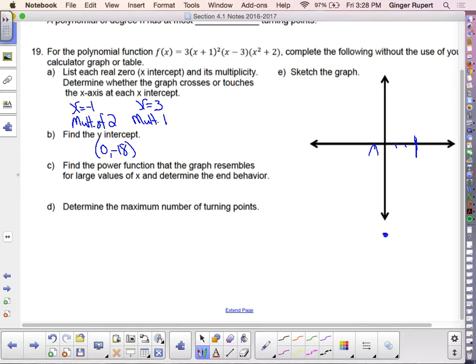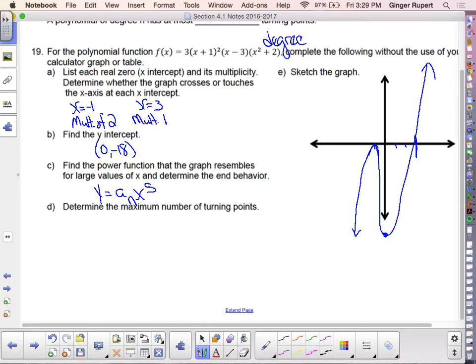So that will tell you that your function is going to come up, touch the x-axis at negative 1, come down, cross the y-axis, and then go back up, crossing at 3. It says find the power function that the graph resembles for large values of x and determine the end behavior. So that's going to be y is equal to a sub n, where a is positive, x to the 5th power. This is a 5th degree polynomial, so it's going to look like that odd power model.